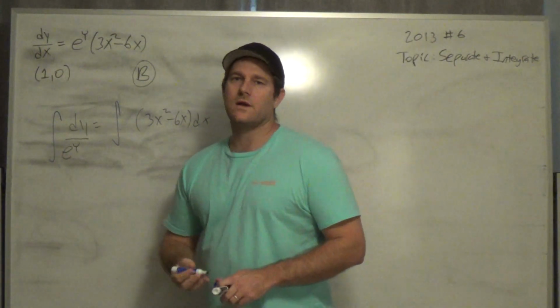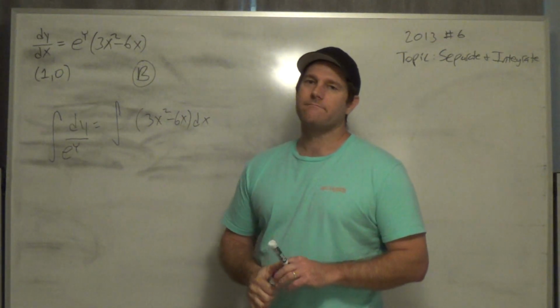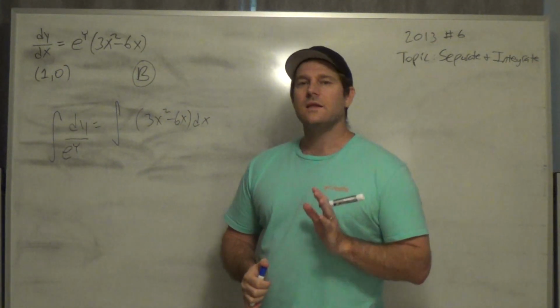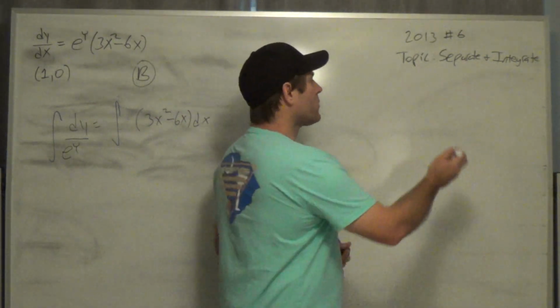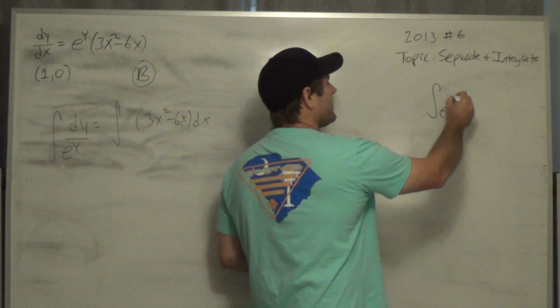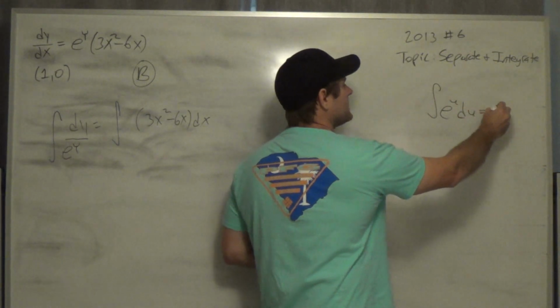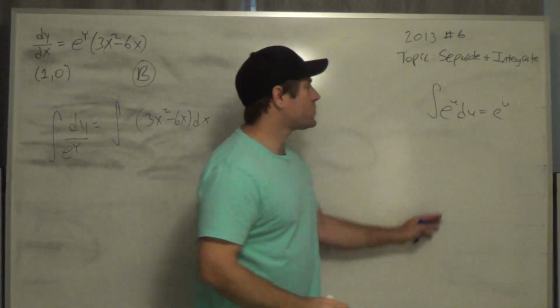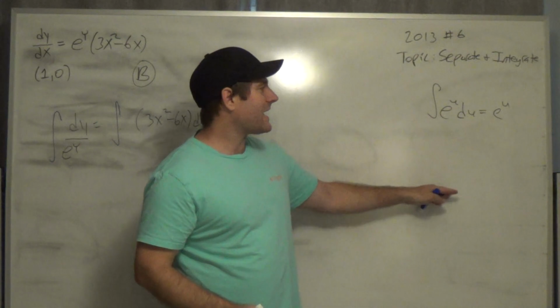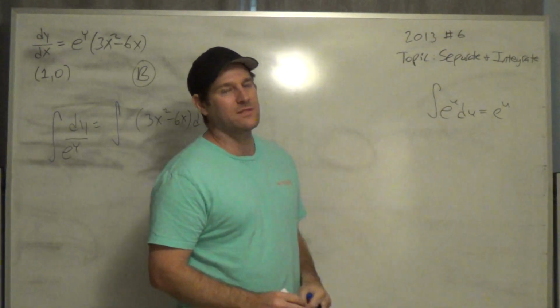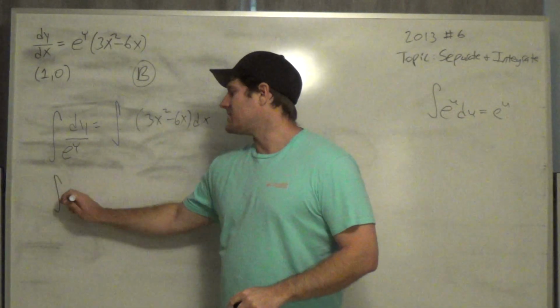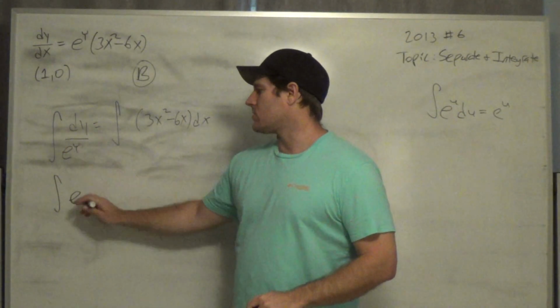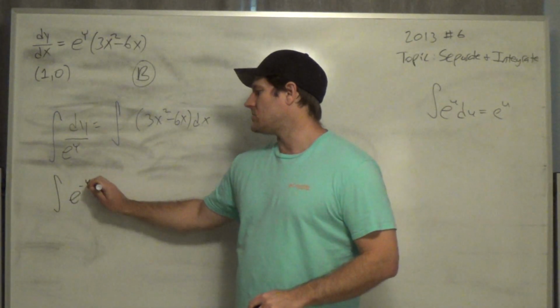Let's talk about integrating on the left-hand side. You can't take the antiderivative of it where it is right now. Here is our rule: the antiderivative of e to the u du is e to the u. Notice where the e is. The e is on top. It cannot be on the bottom. It has to be on the top. So before I can even bother with this side, the e to the y has to go to the top and the exponent changes.